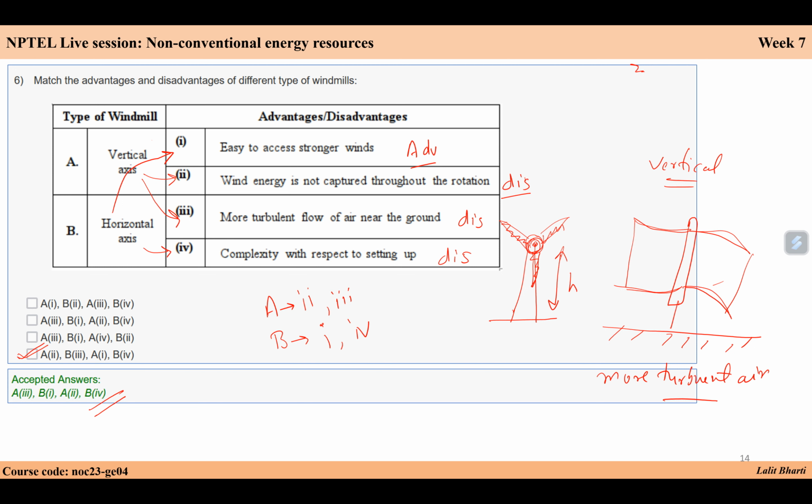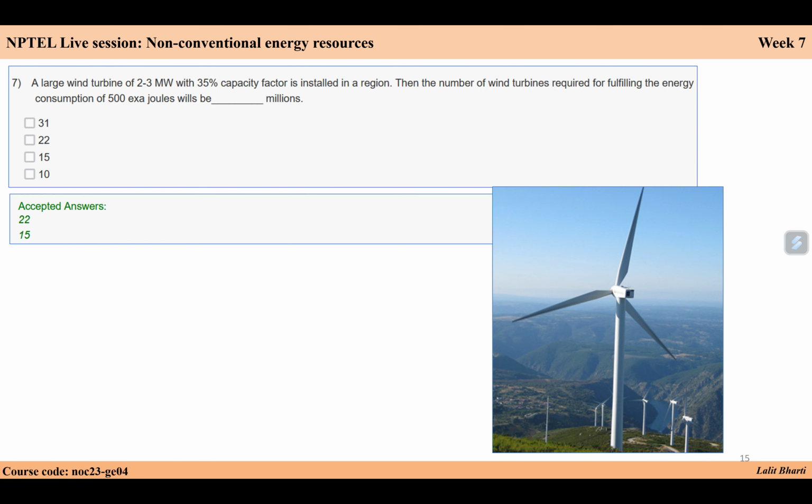It is also mentioned here. So here we discussed the difference between horizontal and vertical windmills. Okay, so now we have the next question. If a large wind turbine of 2 to 3 megawatt with 35% capacity factor is installed in the region, then the number of wind turbines required for fulfilling the energy consumption of 500 exajoules will be how many millions? This question is also done in the main classes or main lectures, so you can also refer to them.